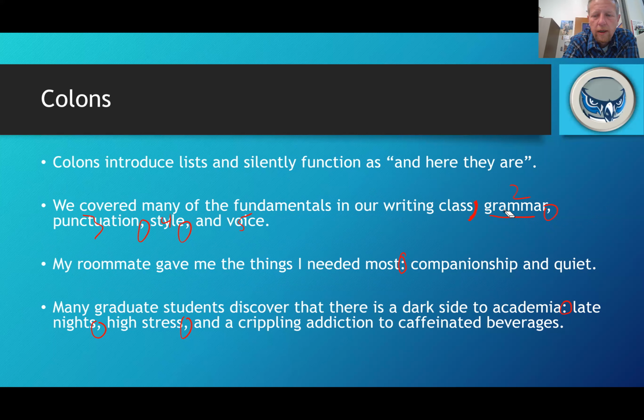Writing class is what covers all these things. So writing class includes grammar, punctuation, style, and voice. So the colon separates this list. How about this? My roommate gave me two things. My roommate gave me companionship. My roommate gave me quiet. Okay. This colon says, I'm about to give you a list. Okay. Try it down here. Graduate students discover there's a dark side to academia. And now I'm going to give you a list of those things. They include late nights, high stress, and crippling addiction to caffeinated beverages. So your colons can introduce lists, and silently function as basically saying, here they are.